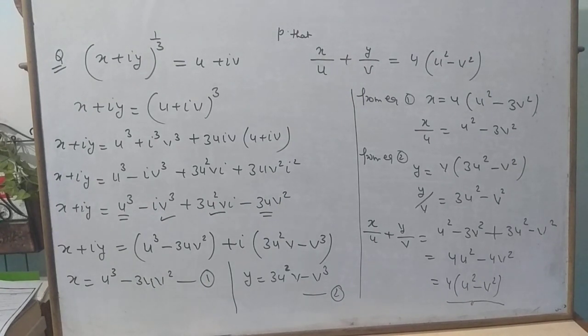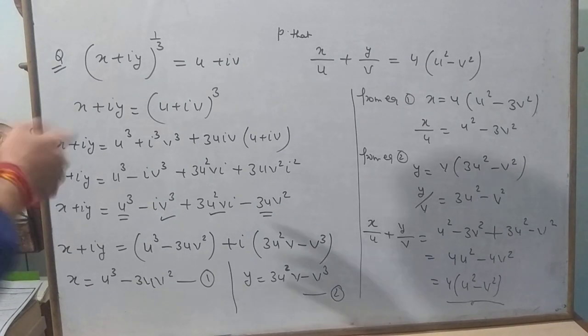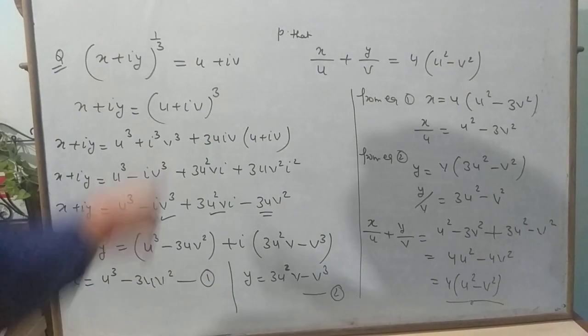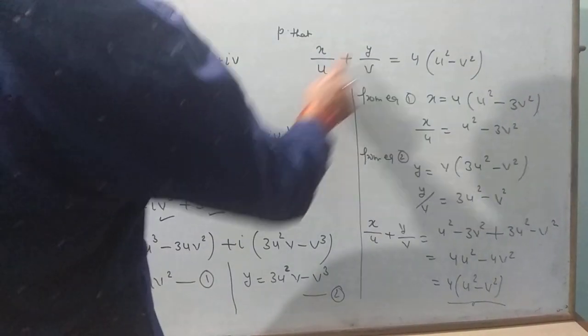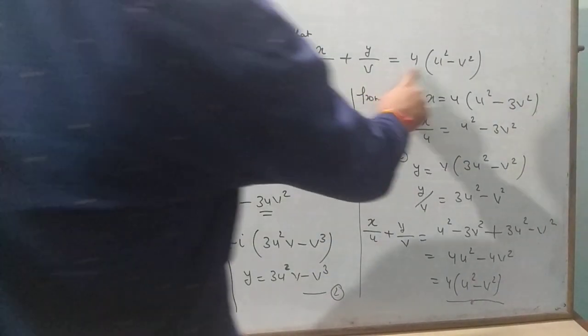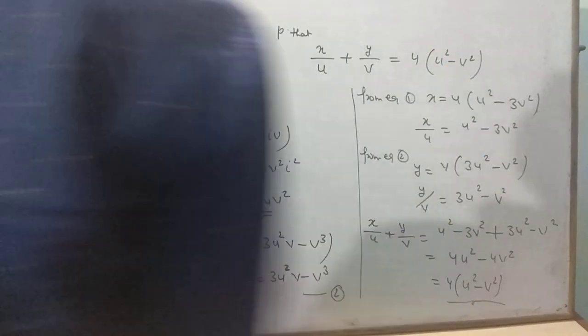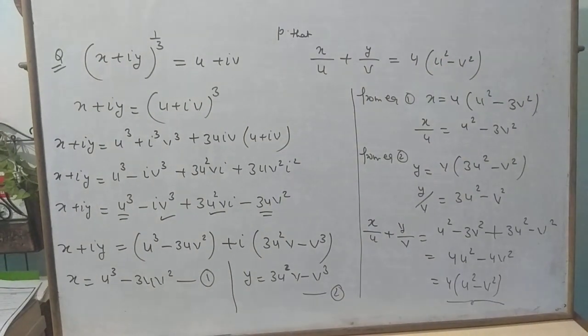Do it so many times so you can learn the steps to understand how to solve. Sometimes the variable is changed. Suppose it is written a + ib, the proving is x/a + y/b = 4(a² − b²). In the same way, there are so many questions given.